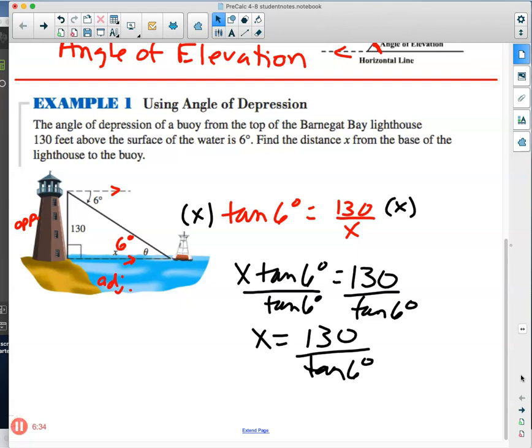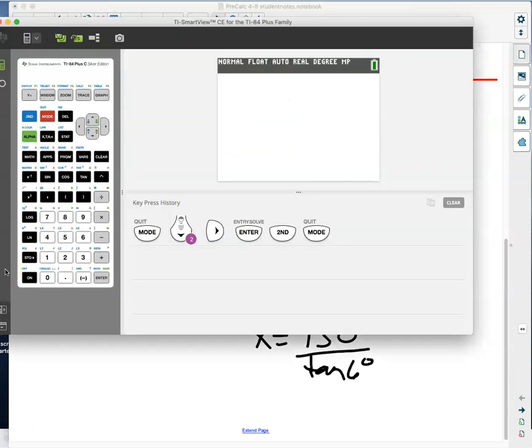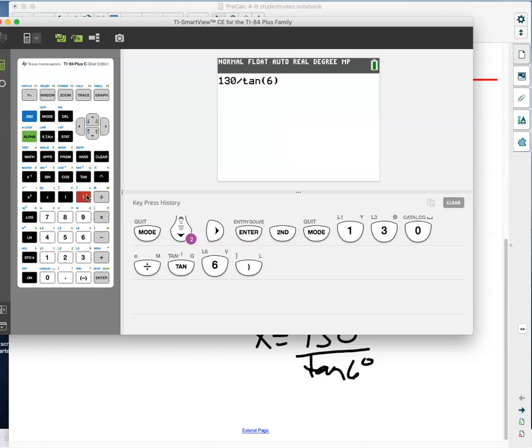And I guess the only other thing we need to think about is that we round to 3 decimal places. You know, that's what we do. So once we have it in degrees, which we already talked about, it's just a matter of punching it in. So we'd need 130 divided by the tangent of 6 degrees. And finish off those parentheses so the calculator knows exactly what we want. And there it is. 1,236.867.